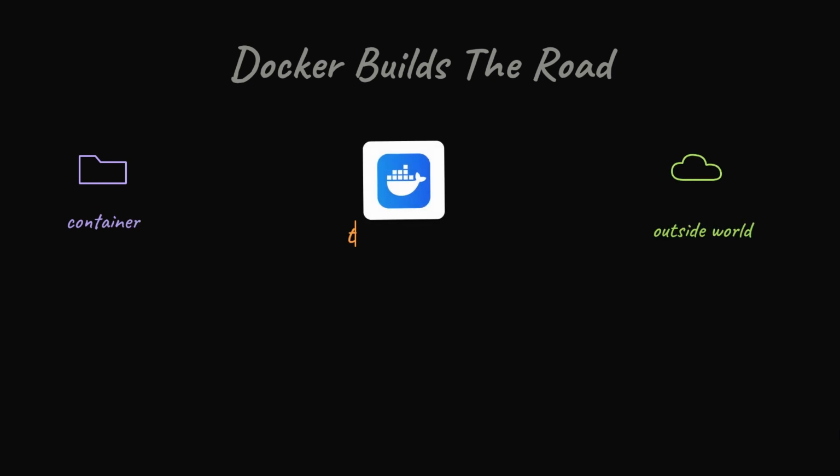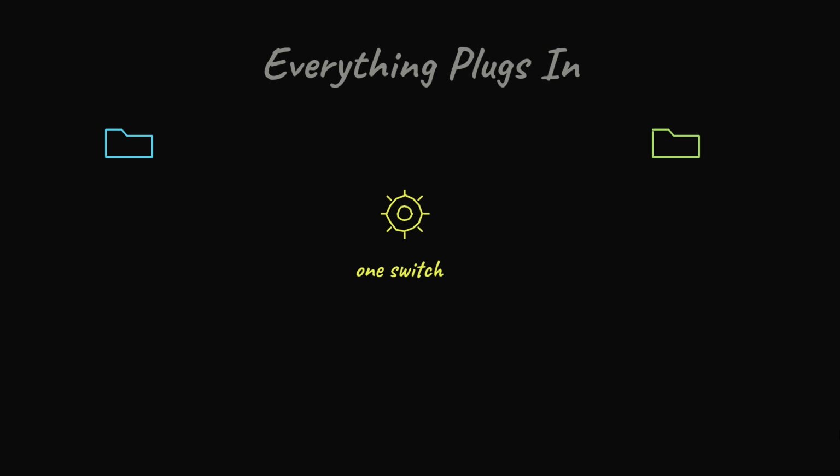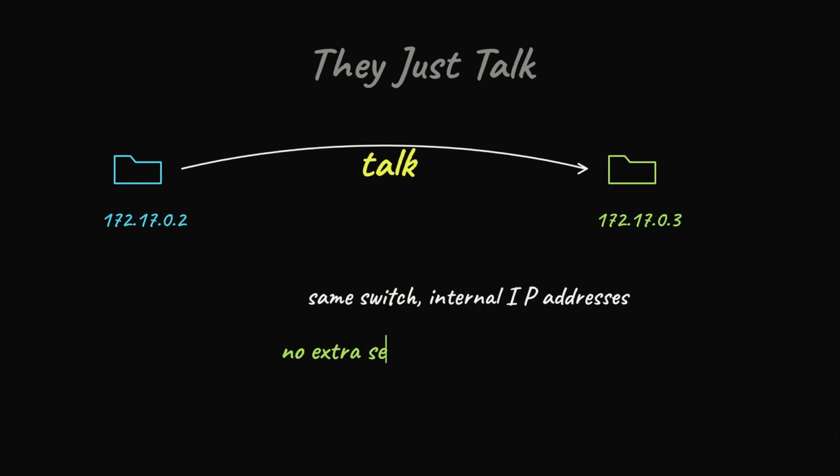When you install Docker and start a container without any special settings, Docker automatically creates something called a bridge network. This bridge acts like a virtual switch running inside your machine. Every container you launch gets plugged into this switch unless you tell Docker otherwise. And because they're all sitting on the same switch, they can talk to each other using their internal IP addresses. No extra setup needed. Here's a detail most tutorials skip.